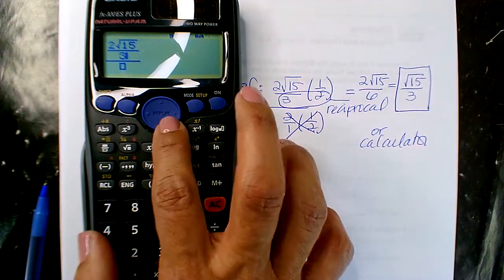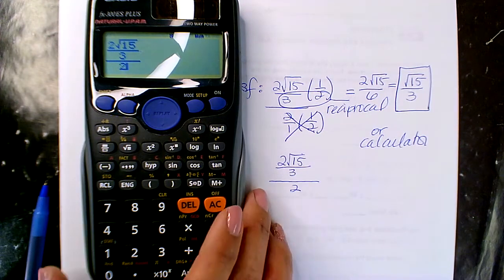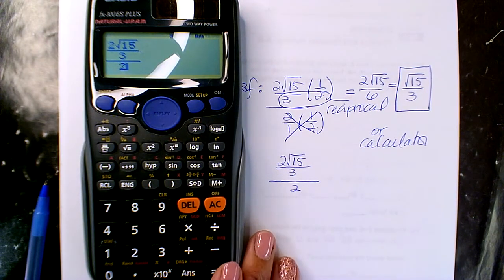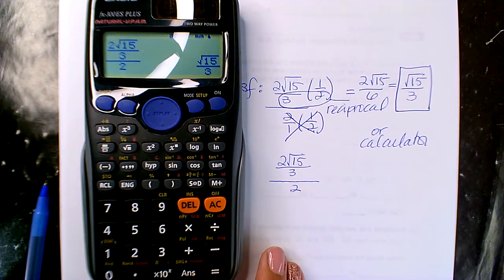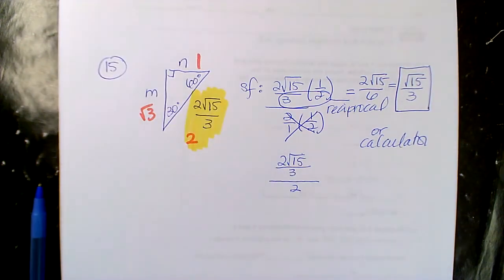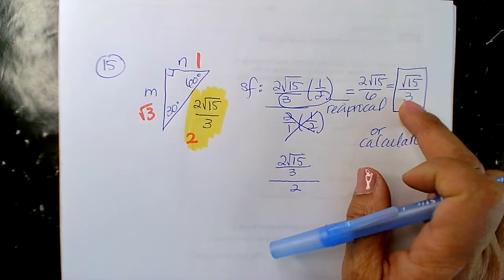Yeah, I was like, wait, I think. Right? So now, rad 15 over 3. So now that is your scale factor.